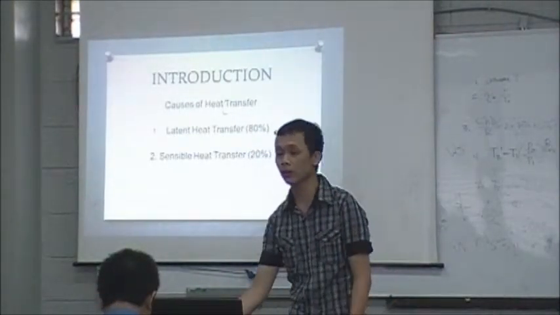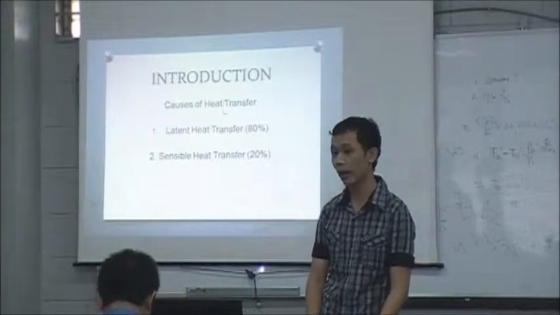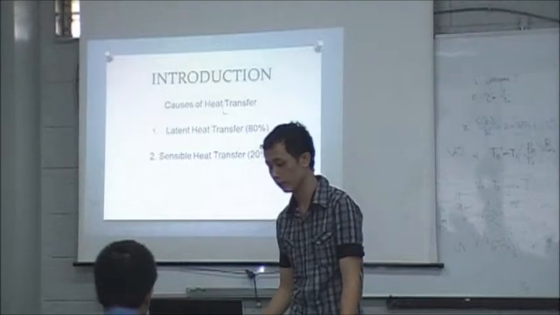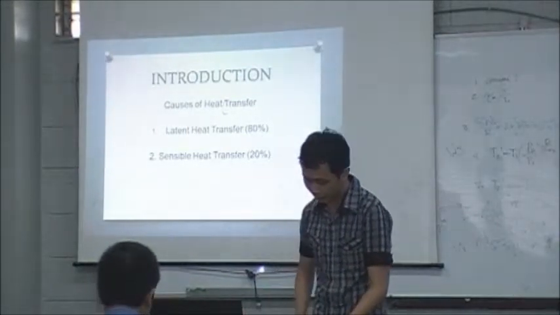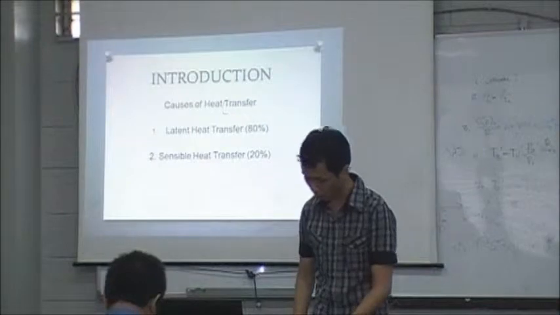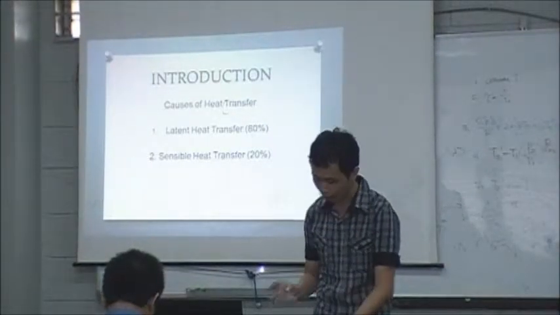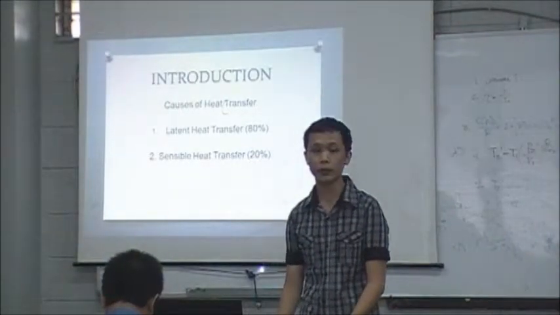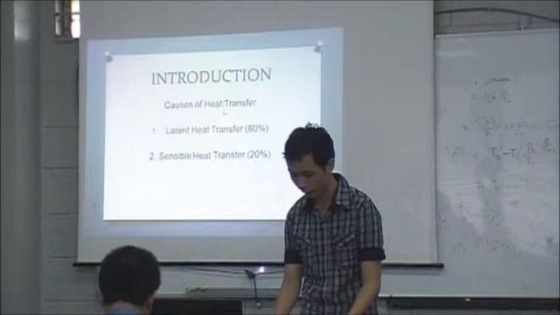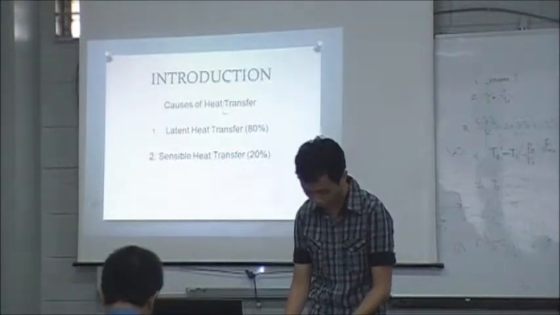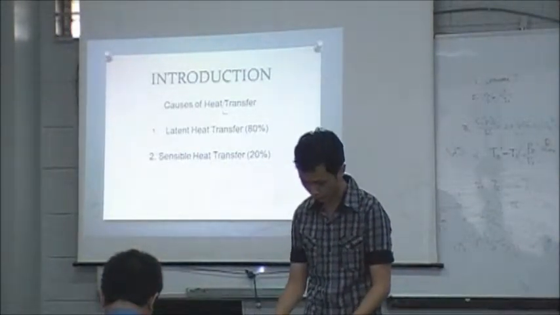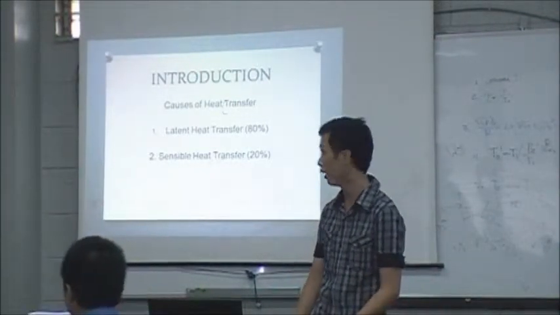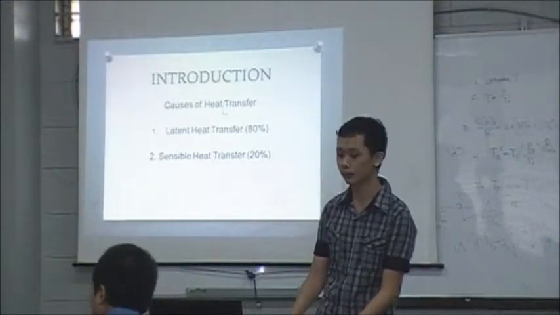Next, what are the modes of heat transfer during cooling tower operation? First, there is latent heat transfer, and then there is sensible heat transfer. Latent heat transfer occurs when small portions of water are vaporized into the air. It accounts for 80% of the heat transfer in the cooling tower operation. Next is the sensible heat transfer, which is due to the difference in temperature between the water and the air. It accounts for 20% of the tower operation.